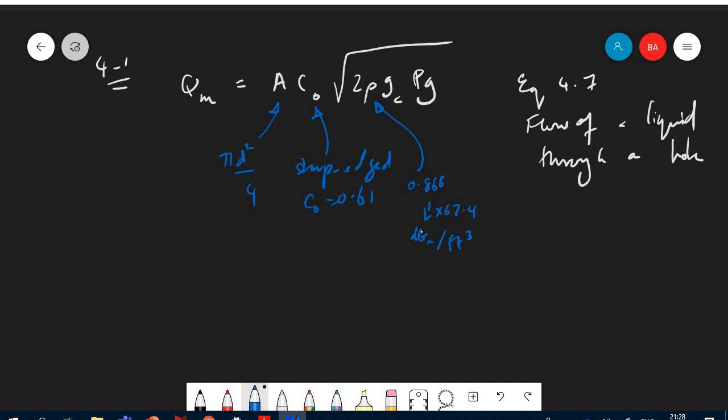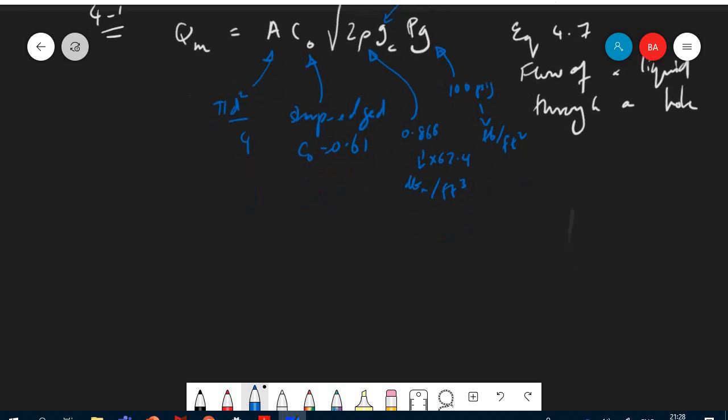And what else do I have? I have the PG, which is already given to me to be 100. Because that is per inch square, I need to make this in pound per feet square. And I have, of course, the gc factor that we already know, which is 32.17. So everything here, I already have.